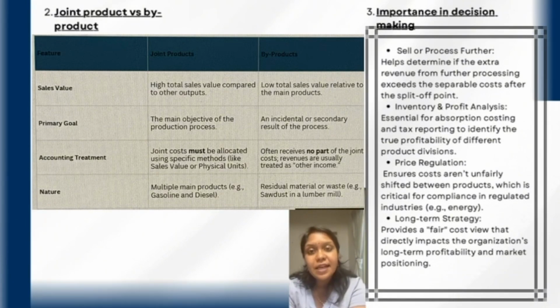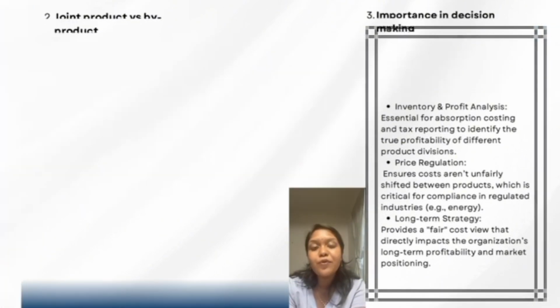Next, I'll be explaining the importance of decision making. Joint cost allocation is important for decision making. First, it helps managers decide whether to sell a product immediately or process it further for additional profit. Second, it supports inventory valuation and profit analysis by showing the profitability of different products. Third, it helps with price regulation and ensures costs are allocated fairly. Finally, it supports long-term business planning and strategic decisions to improve profit.